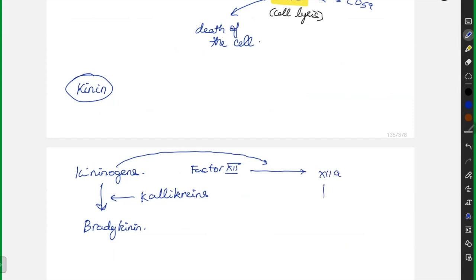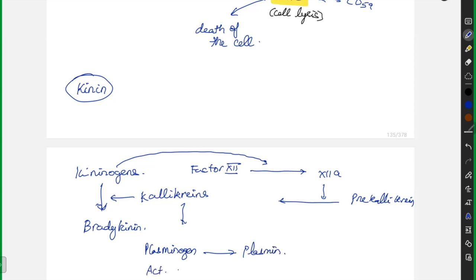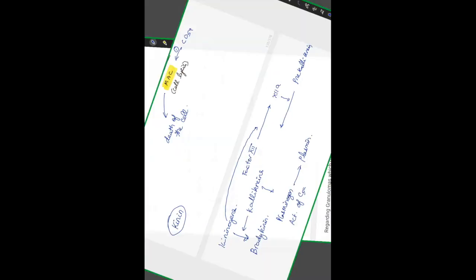This factor 12A converts pre-kallikrein into kallikrein. This kallikrein is going to help in the production of bradykinin, as well as in the production of plasmin from plasminogen, so your plasminogen gets converted into plasmin. It is also going to help in activation of C5a protein. C5a helps in inflammatory responses. You all know that again.